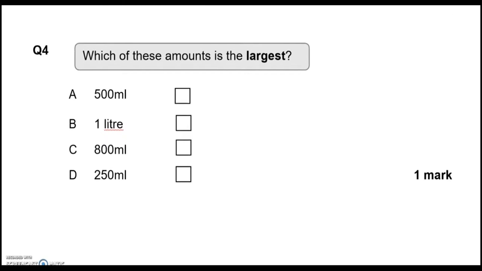Which of these amounts is the largest? We've got 500 milliliters, 1 liter, which is equal to 1000 milliliters, 800 milliliters, and 250 milliliters. The largest of them all is the 1000 milliliters, or 1 liter.